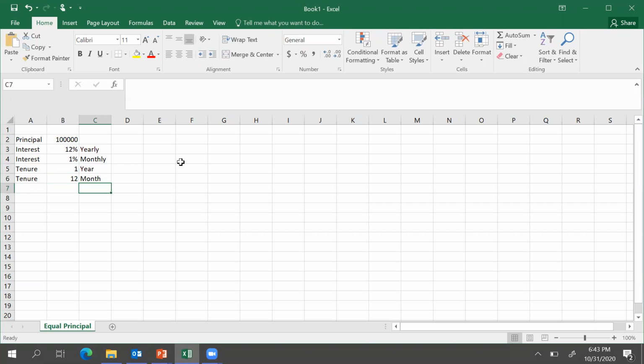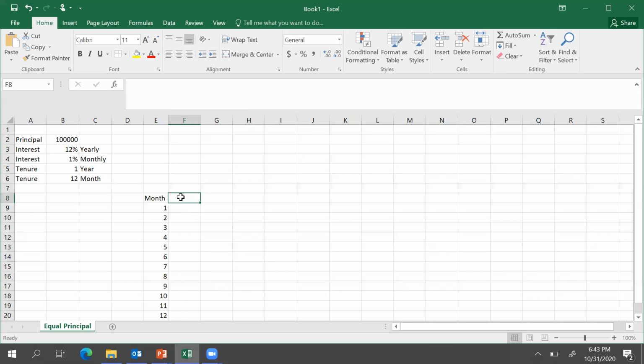Okay, so now we are modeling this equal principal kind of loan repayment. This loan has to be paid back in 12 months, in 12 installments. So how are we going to model it? First we will start with the month: 1, 2, 3, 4. The loan has to be paid back in 12 months and the loan payment is at the end of that particular month.